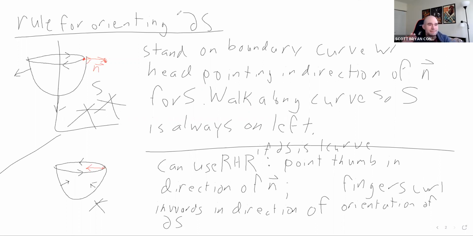But I want to emphasize this kind of doesn't work if your surface has more than one boundary curve. You've got to use the first rule. Okay. I don't want to spend too long on this, but I want to make sure everyone understands this because how we orient the boundary is very important. Okay, everyone's good with these two rules.